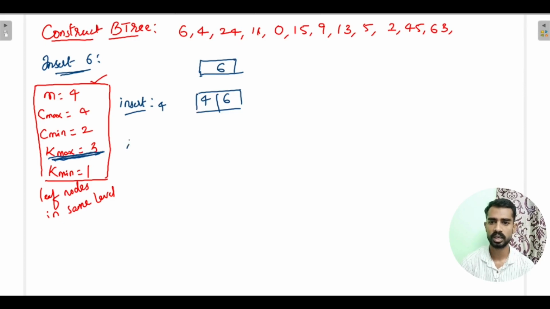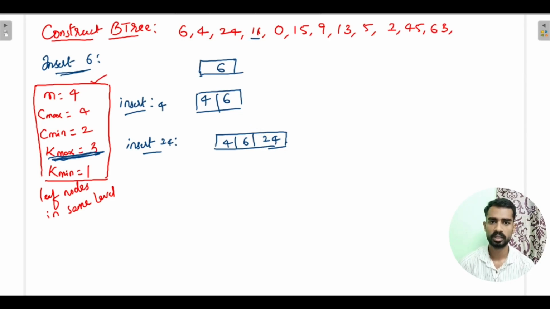What is the third element? The next element that we should insert is 24. The present node is 4 and 6. Now I can insert 24 here because 24 is bigger than 4 and bigger than 6, so it should go to the right side of 6. And this is how we insert a new value into a B-tree node.